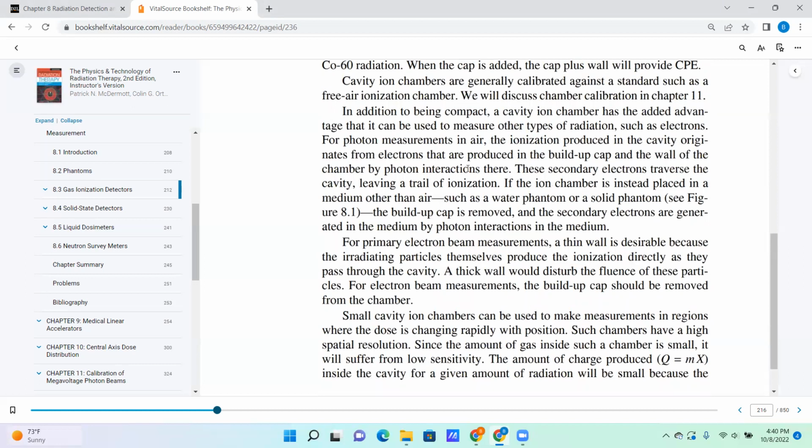For photon measurements in air, the ionization produced in the cavity originates from electrons that are produced in the buildup cap and the wall of the chamber by photon interactions there. These secondary electrons travel through the cavity, leaving a trail of ionization. If the ion chamber is instead placed in a medium other than air, such as a water phantom or a solid phantom, the buildup cap is removed and the secondary electrons are generated in the medium by photon interactions in the medium.